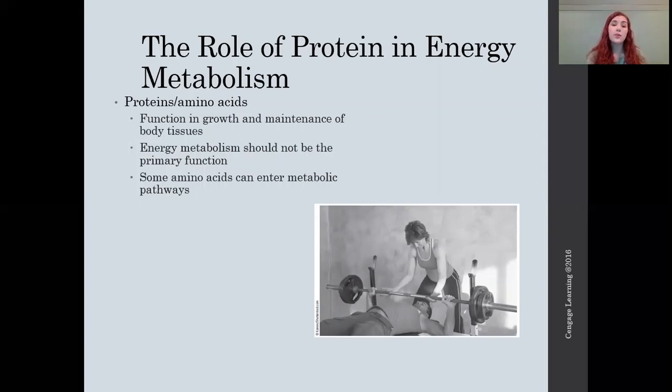In the average adult, about 25% of energy stored within the body is made up of protein. This is found in things such as muscle fibers, blood components, hormones, enzymes, as well as some parts of cell structures. Although protein can be stored as energy in the body, energy metabolism should never be the primary function of proteins.